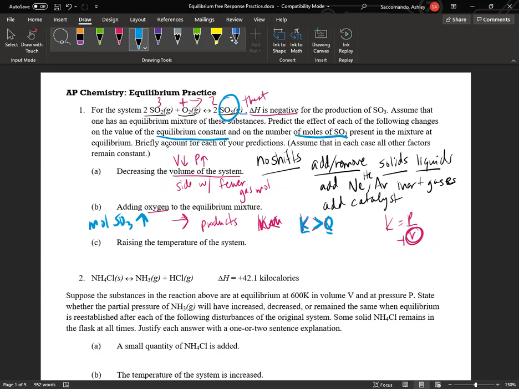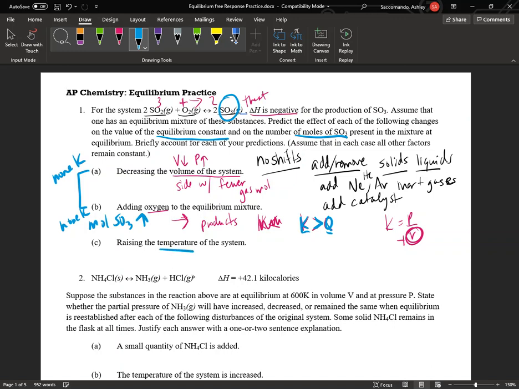Now it says for equilibrium constant, does A or B actually affect the equilibrium constant at all? What's the only thing that affects the equilibrium constant? Temperature. So this would be none on K. This would be nothing on K. K remains the same. The only thing that changes K is temperature. That's a kind of declaration right there.